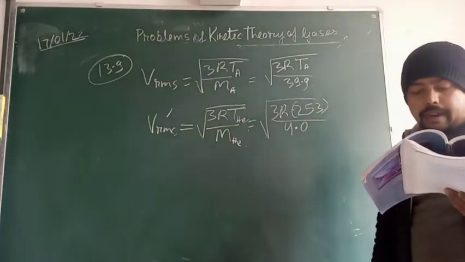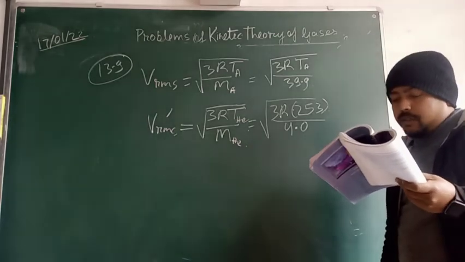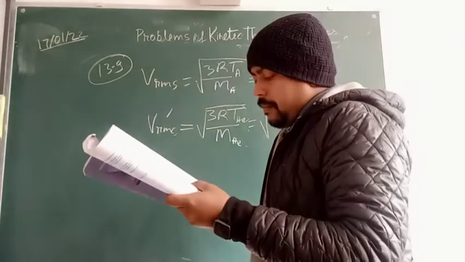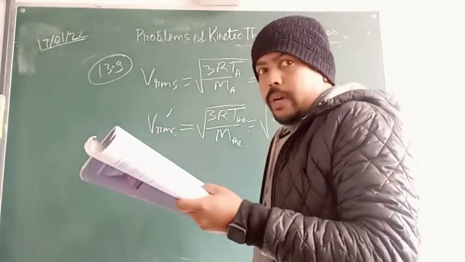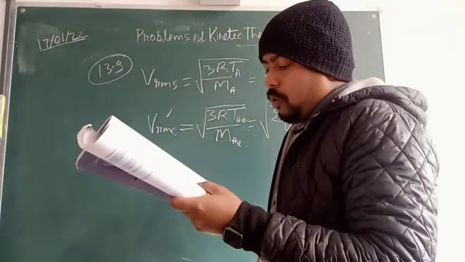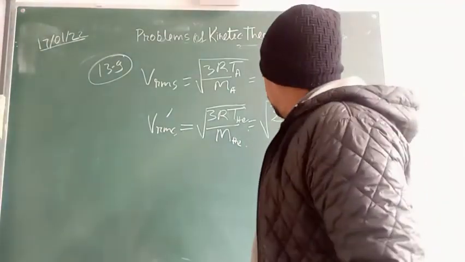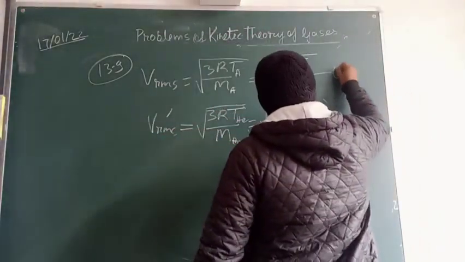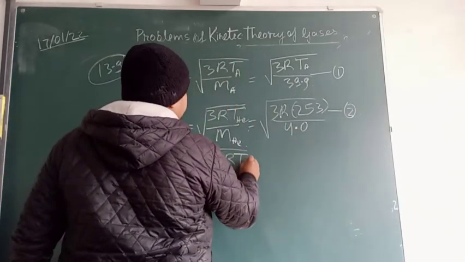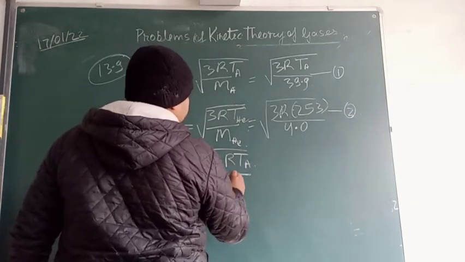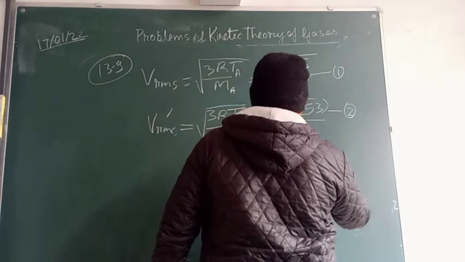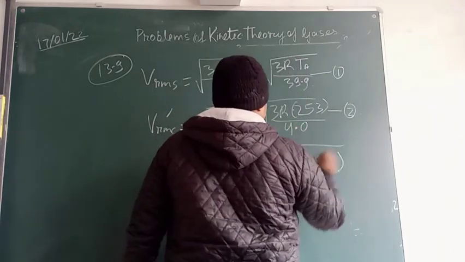So what do we have to equate? We have to equate the root mean square speeds of both, because the question says: at what temperature is the root mean square speed of an atom in an argon gas cylinder equal to the root mean square speed of helium gas. From equations 1 and 2 we can write square root of 3R into TA upon 39.9 is equal to square root of 3 into R into 253 upon 4.